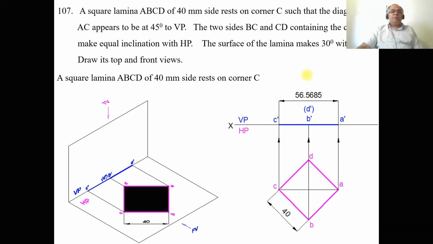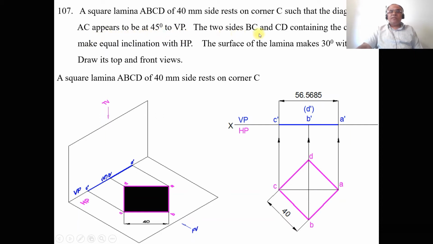Now, we are going to take up one more problem on projections of laminas, how to solve problem number 107 and analyze it by using the sketchbook. The problem reads: a square lamina ABCD of 40 mm side rests on corner C such that the diagonal AC appears to be at 45 degrees to VP.